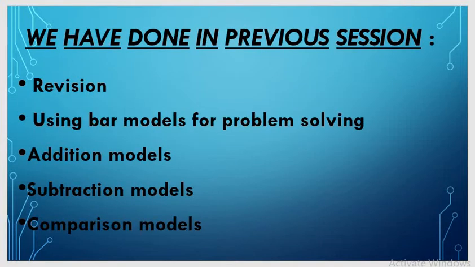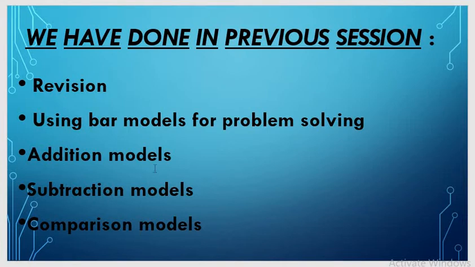What have we done in previous sessions? I hope you remember. In the previous lecture we did using a bar model for problem solving. We already learned this topic, and again today we are going to discuss and revise using bar models for problem solving. What is a bar model? It is a form of box for problem solving: addition model, subtraction model and comparison model. Understood, all students?